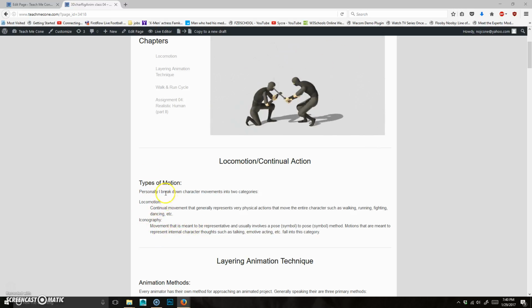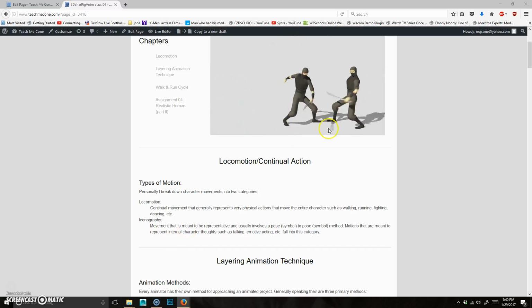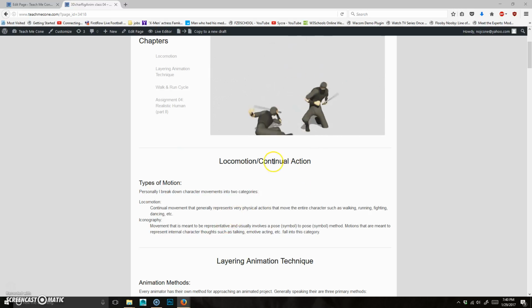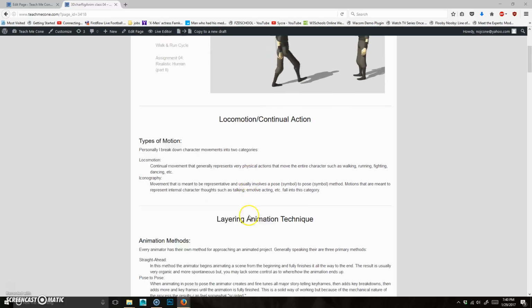So for the realistic human section here, we're going to be doing a walk and run cycle, and then just an action cycle. And both of those are locomotions, okay?